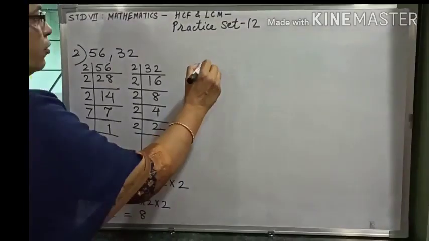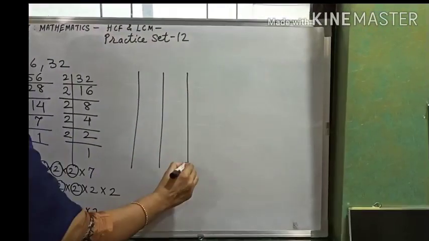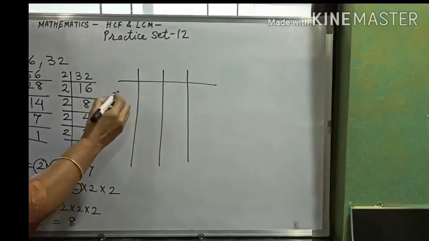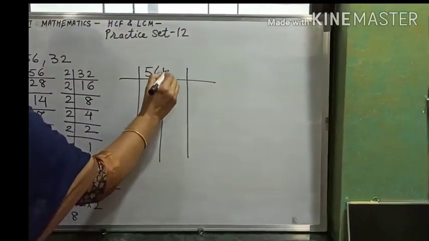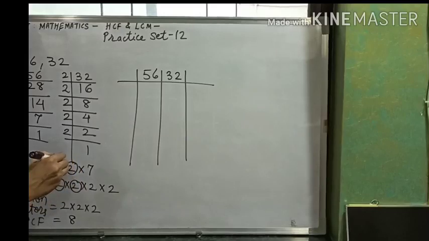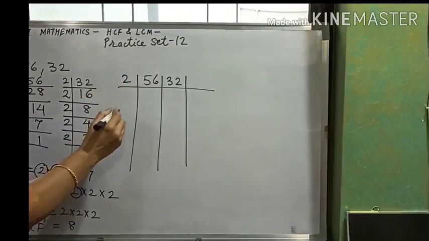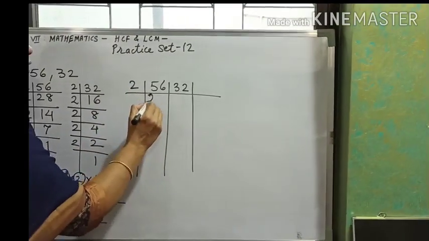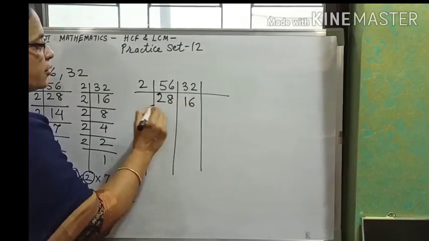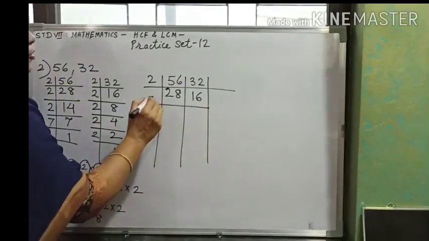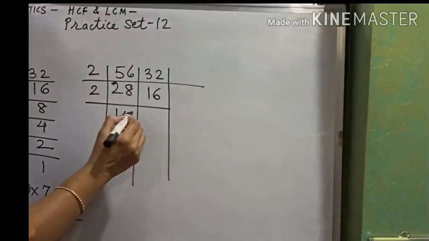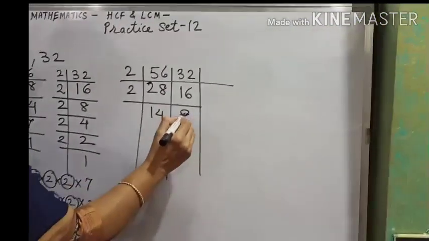You can find out by taking both the numbers together, 56 and 32. So let us divide by 2 first. So here we get 28 and here we get 16. Again divide 28 by 2. Here we get 14. 16 divided by 2. Here we get 8.